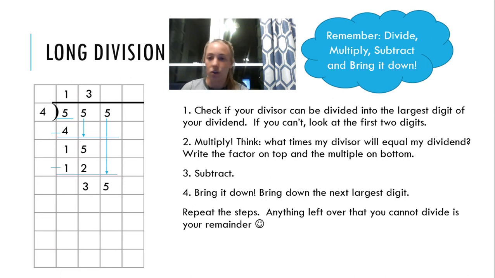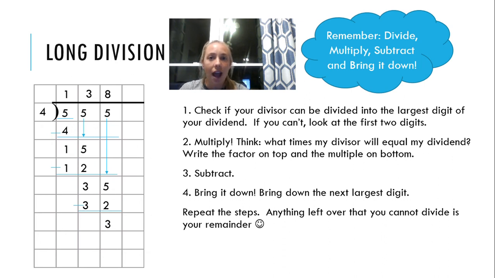Now I'm going to go back up to the top of my steps, and I'm going to start with step 1. Check if I can divide. 35 divided by 4, yes, I can do that, because 4 is way, way smaller than 35. Step 2, multiply. 4 times what gets me close to 35? 4 times 8 gets me close to 35. And 4 times 8 is 32. Now I subtract, and I get 3.